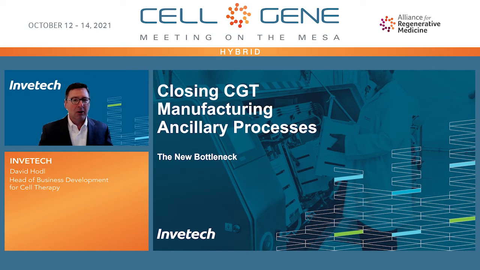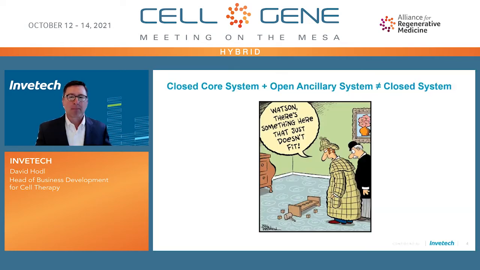What I'd like to talk about in our session today is actually a step beyond our core capabilities in manufacturing for cell therapies and regenerative medicine. One of the challenges that companies are facing right now is integrating ancillary processes that may contain open steps with closed core systems that are evolving into a more mature, integrated, automated manufacturing system.